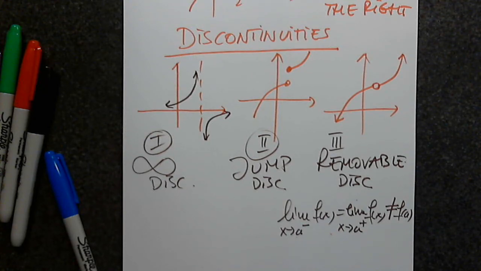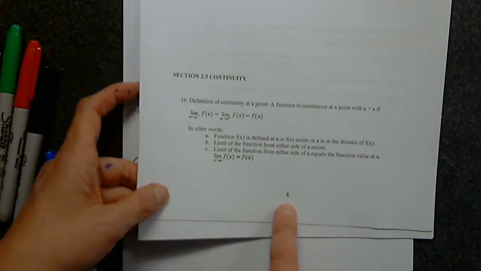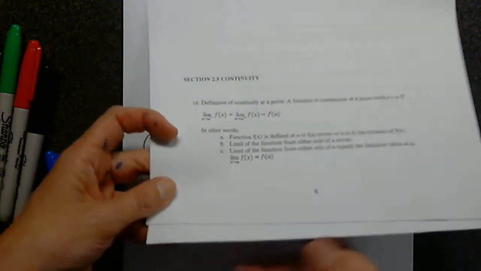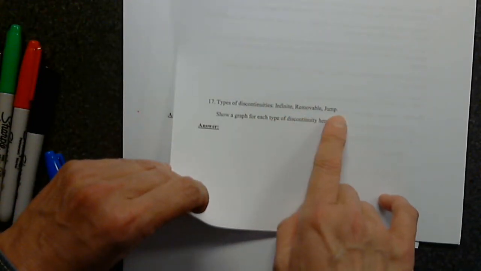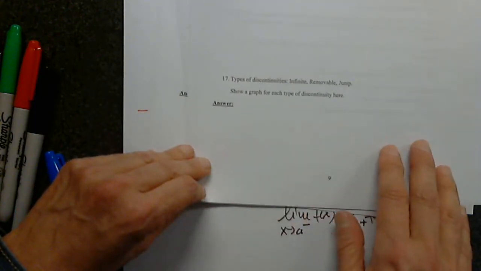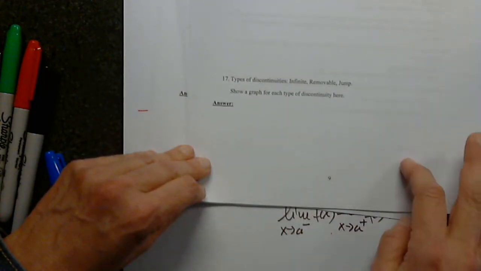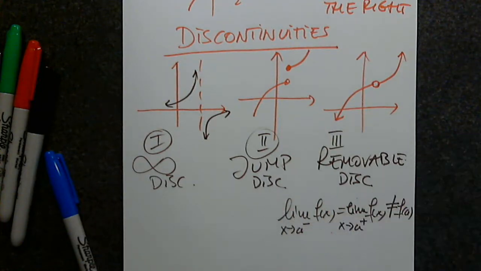Now, if you want to go back for a second. So these are the conditions right here, page 8. I put everything in writing for you. So, types of discontinuities: infinite, removable, and jump. And I said show a graph just for yourselves. I'd like you to put those graphs here so you have an idea and you remember this forever.